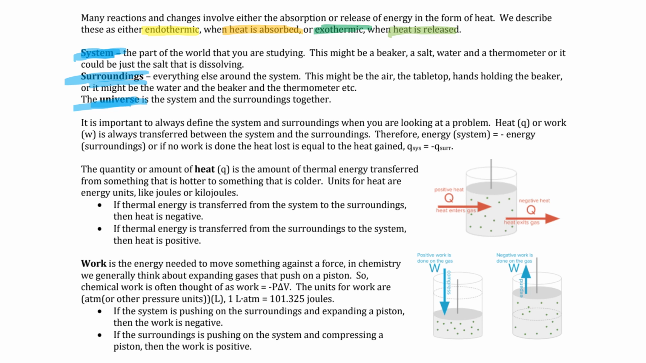So when I talk about the system and surroundings, you have to be able to recognize, based on the question, what is what. What you're studying is the system, everything else is just the surroundings. It is important to always define the system and surroundings. Heat or work is always transferred between the system and the surroundings. Therefore, the energy of the system equals the opposite of the net energy of the surroundings.